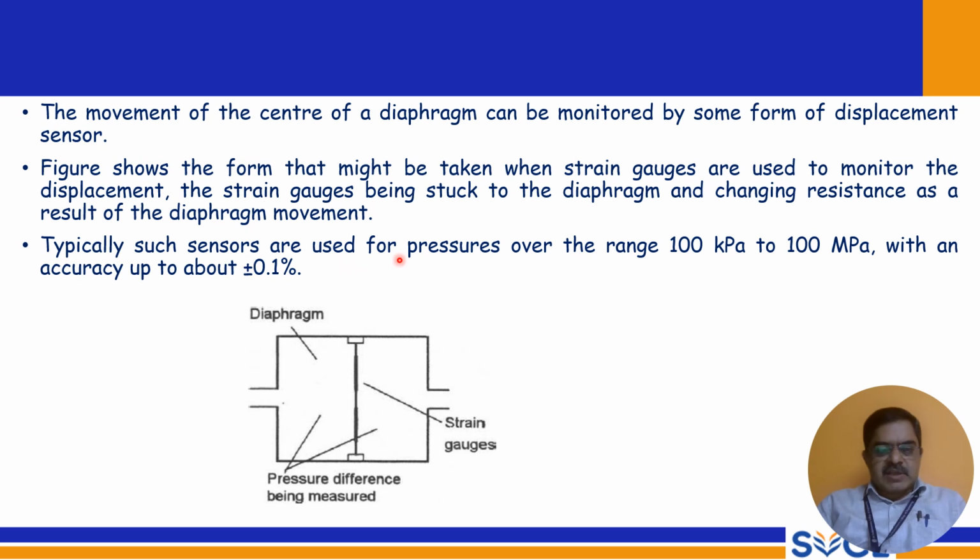Typically, such sensors are used for pressures over the range 100 kilopascal to 100 megapascal with an accuracy of up to about plus or minus 0.1 percent. So here this is used for differential pressure. This is the strain gauge. Strain gauges are attached to the diaphragm to measure the deformation. So that deformation is directly proportional to the pressure measured.